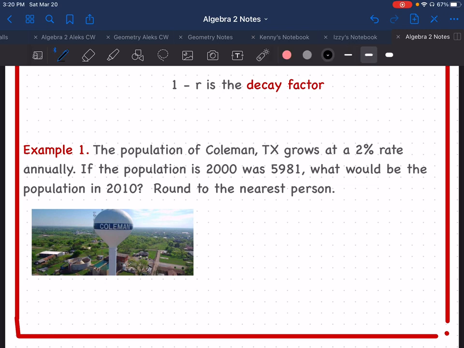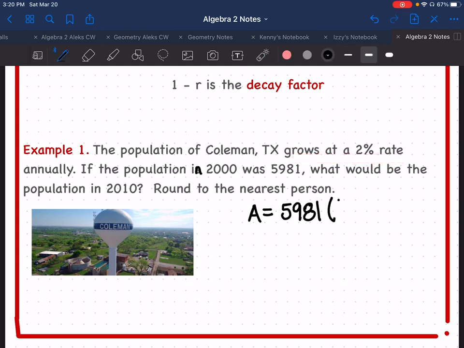All right, let me go ahead and change that. That should say in 2000 was 5,000. Okay, so here we go. I can already go ahead and start setting up my equation. So A equals the initial amount was the 5,981. We are growing. It says right here that it grows at a 2% rate.